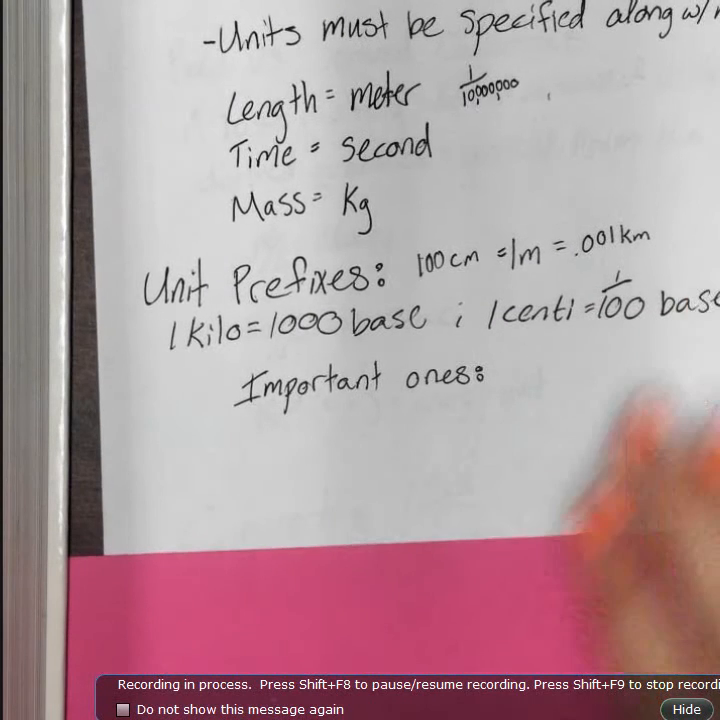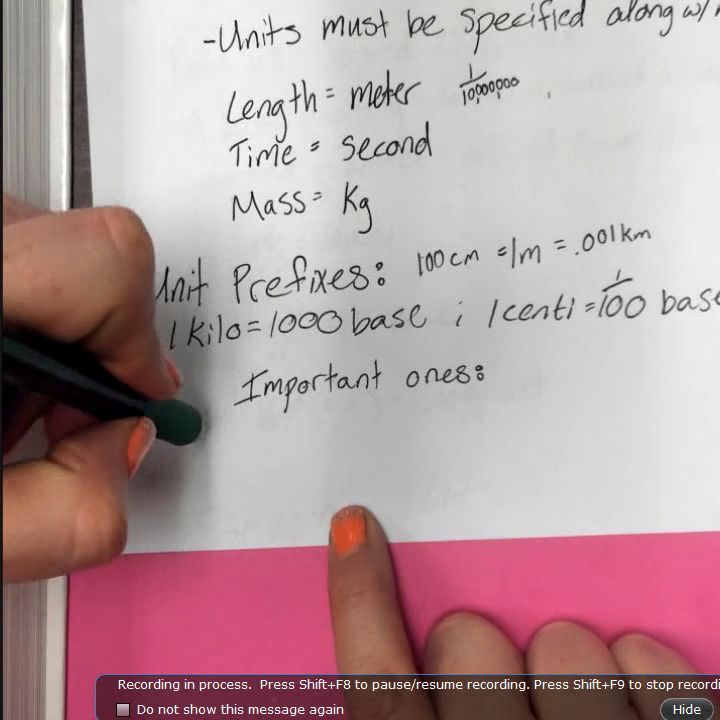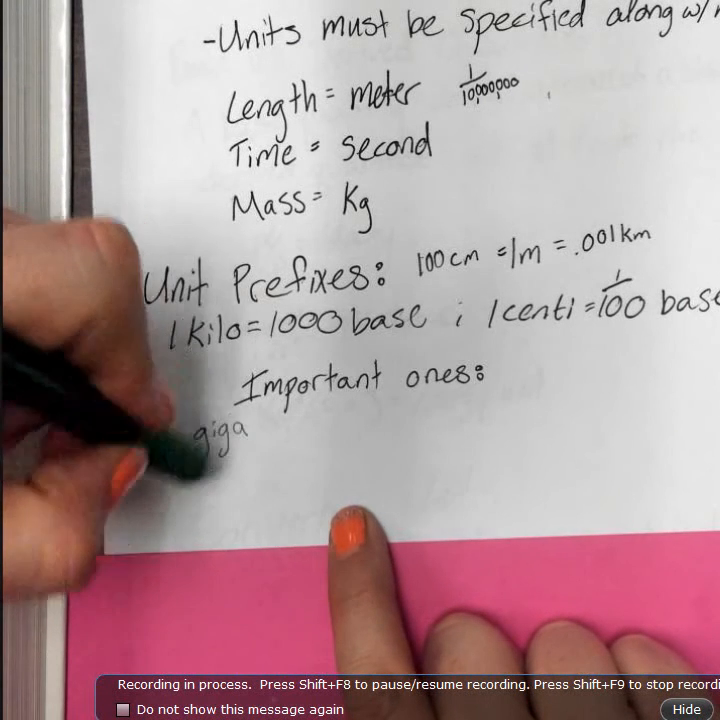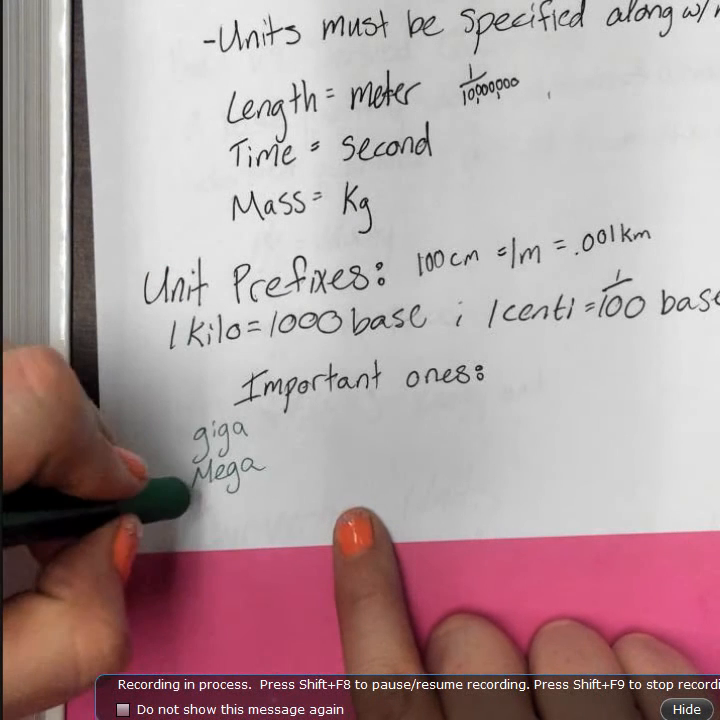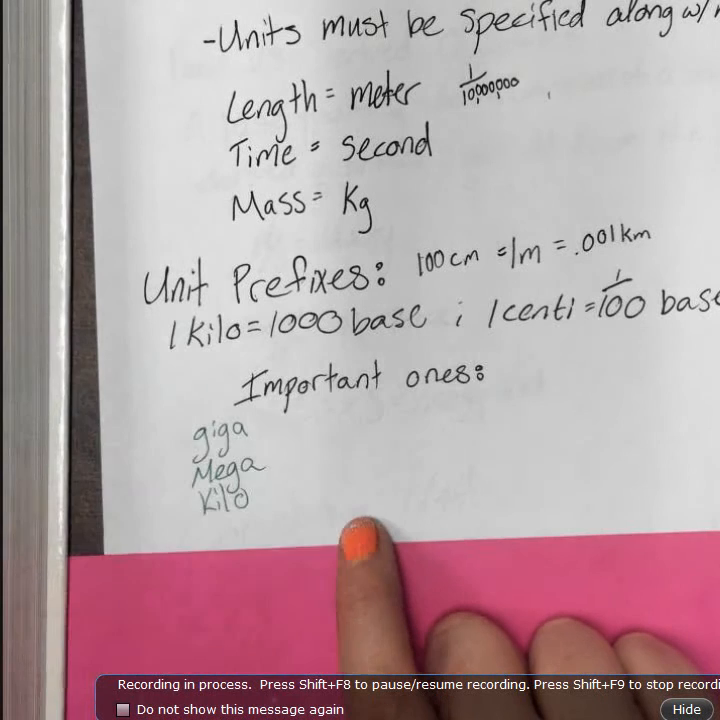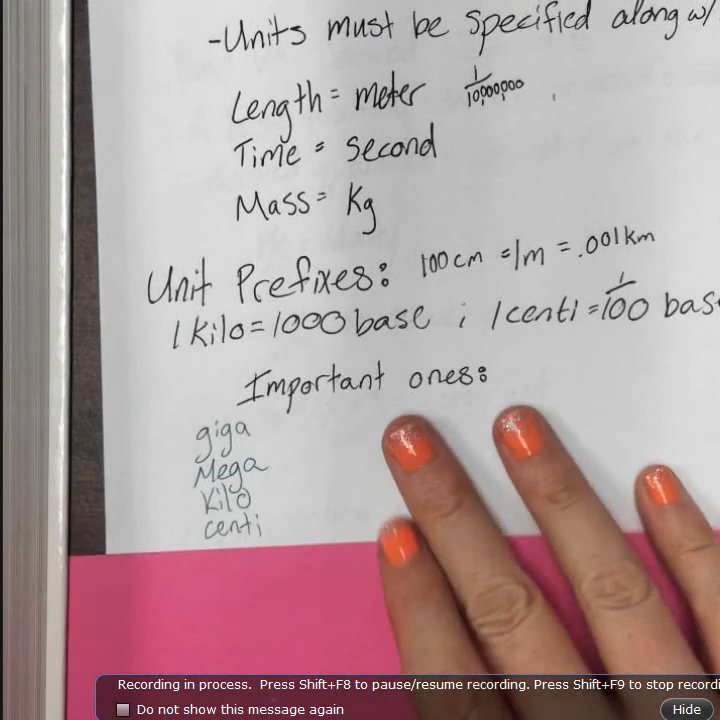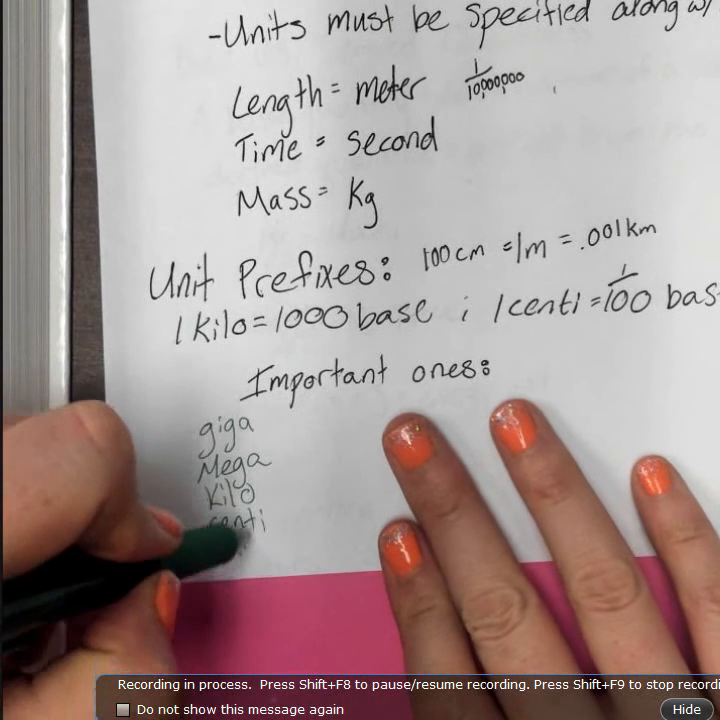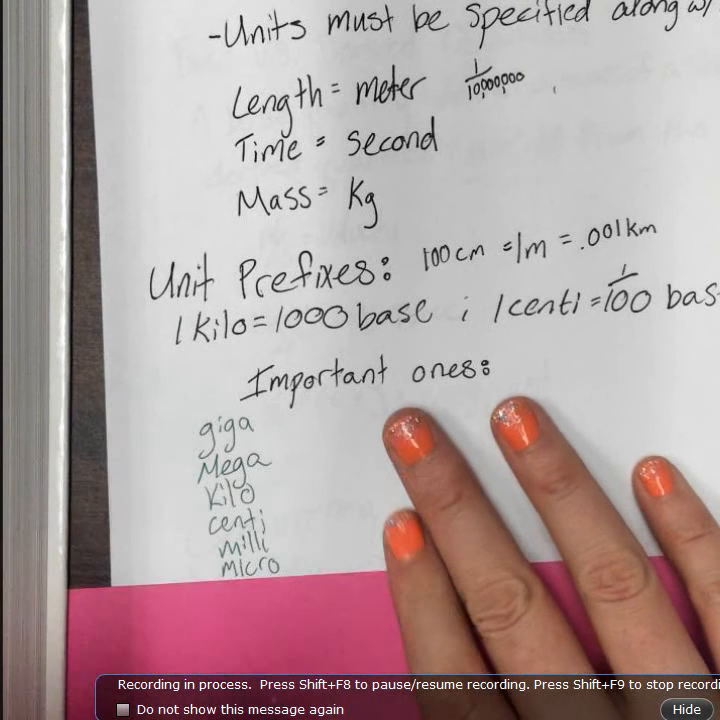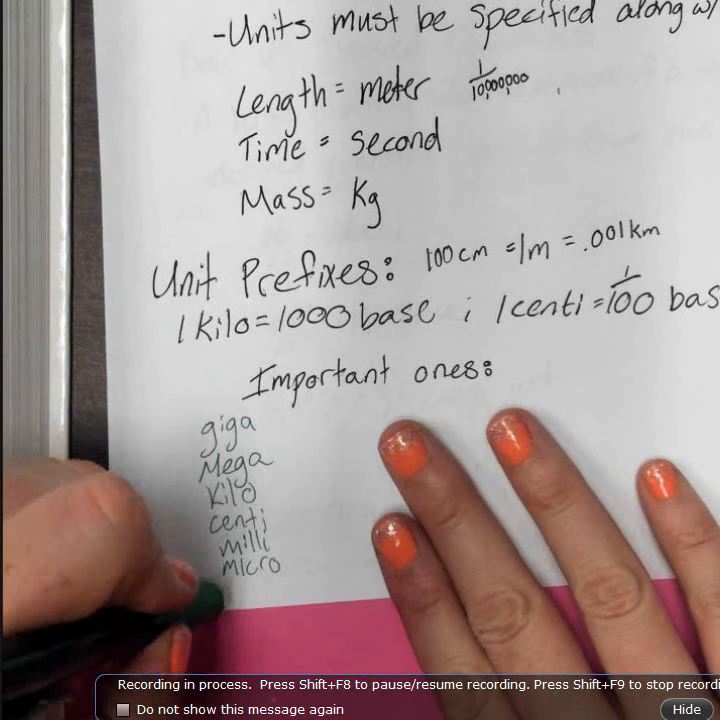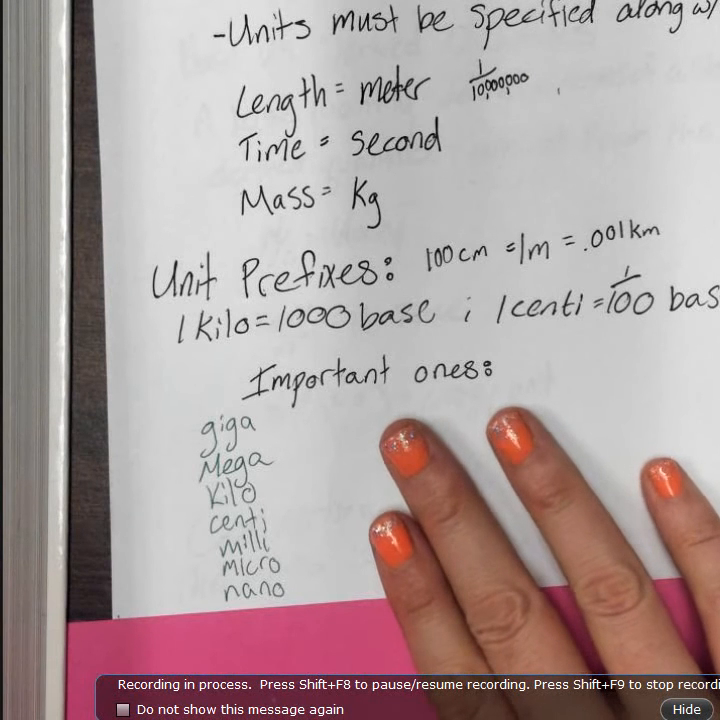Alright, so I showed you the important ones. Just to go over them again, the important ones are going to be giga, mega, kilo, centi, milli, micro, and nano. Be prepared to use those on your next assessment.